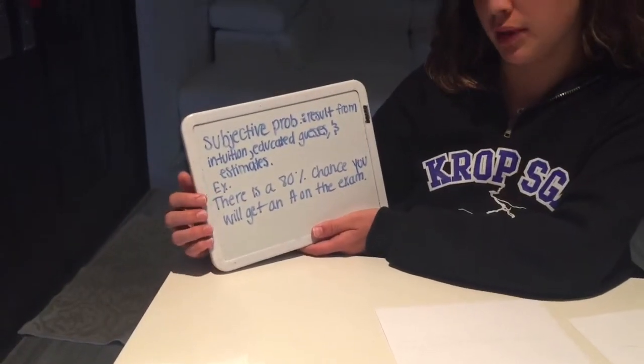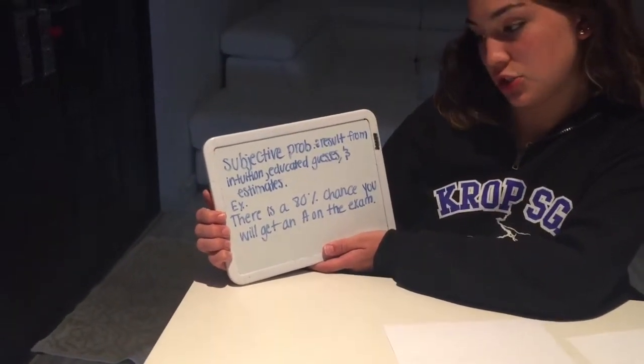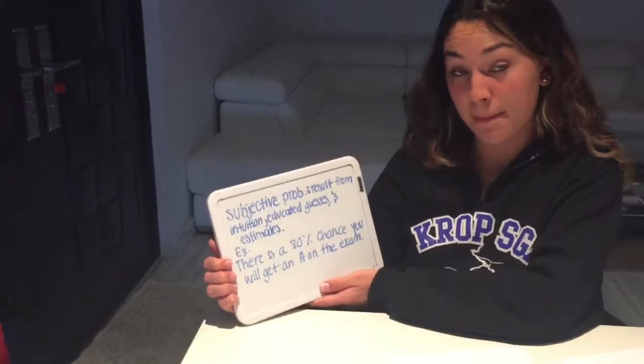An example of that would be, there is an 80% chance you will get an A on the next exam. Another example would be a doctor saying there's a 90% chance of full recovery of a patient. Subjective probability is usually intuition or an estimated guess, depending on the situation.